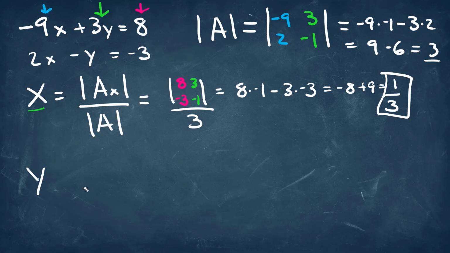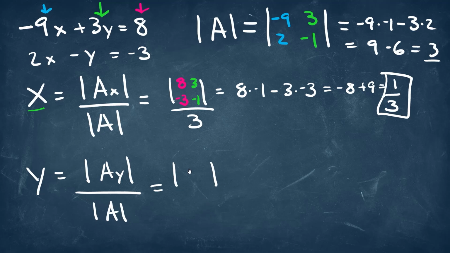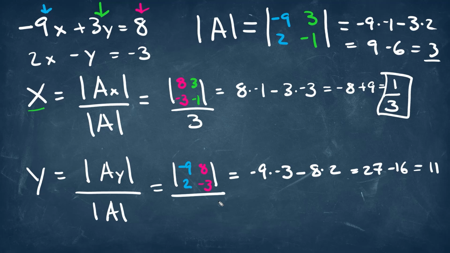Our value of y is determined from the determinant of A of y over the determinant of A. Our determinant of A of y is going to be calculated from our x values of negative 9 and 2 and our numerical values of 8 and negative 3. If we simplify this, we're going to get negative 9 times negative 3 minus 8 times 2. This is going to give us 27 minus 16, which is equal to 11. This is divided by our determinant, again, which is 3. So our answer for y will be 11 over 3.